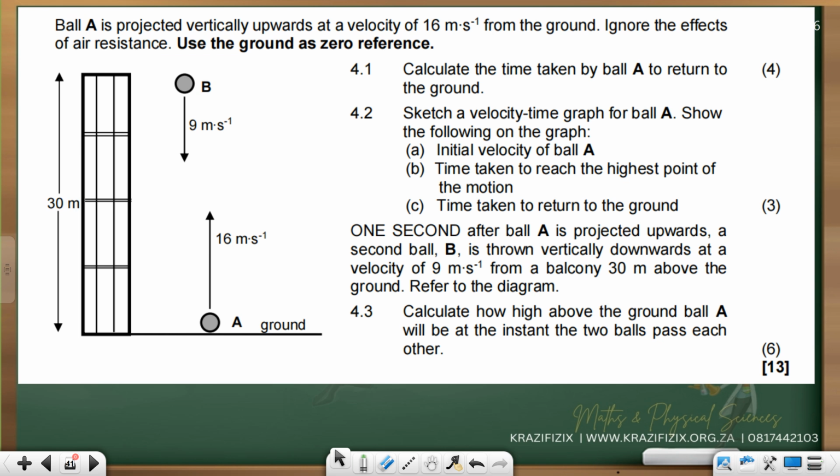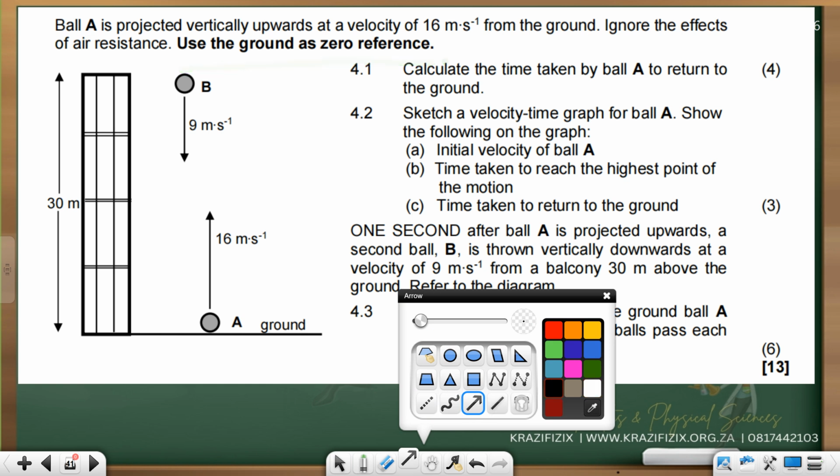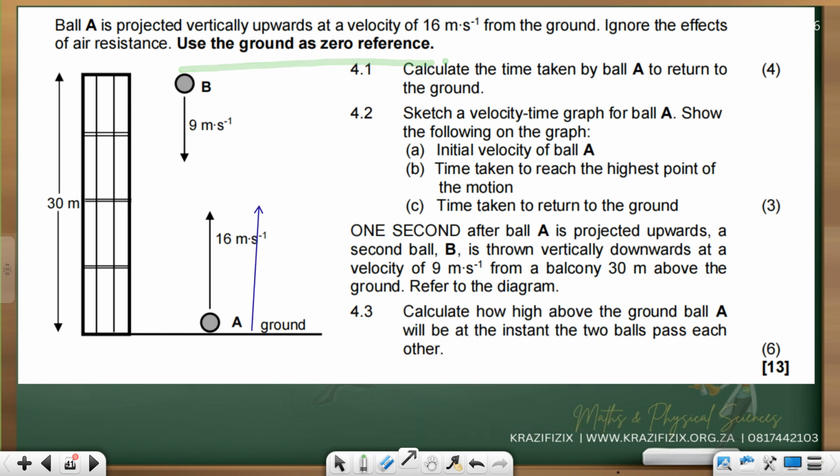Okay, guys, quickly look at this. Ball A is projected vertically upward. Please look at the definitions again. Projected vertically upwards, 16 meters per second from the ground. Ignore the effect of air resistance. Use the ground as 0. Number 1. Calculate the time taken by ball A to return to the ground. Can you do that for me, guys? You have just 2 minutes, please. Ball A went up.